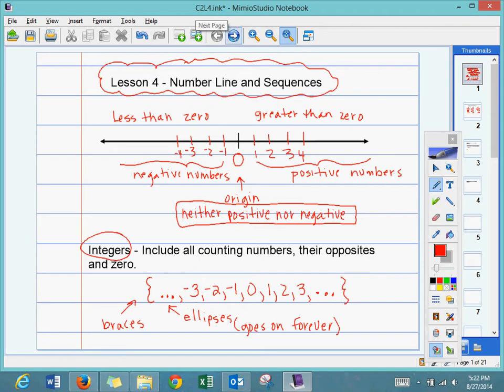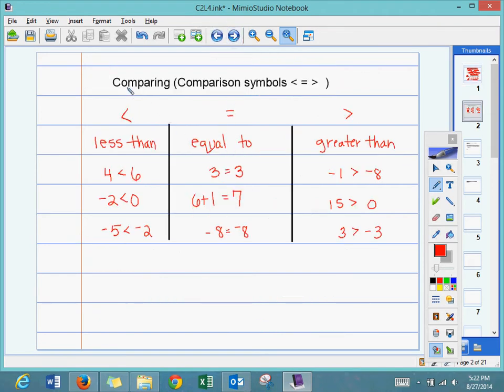I'm going to flip the page and we're going to start a new topic here. We are going to compare. If we're going to compare numbers, we're going to use comparison symbols, and they look like these right here. I made a 3-column chart, and I put this symbol in the far left, that is less than. So the values on the left are less than the values on the right. 4 is less than 6. -2 is less than 0. -5 is less than -2.